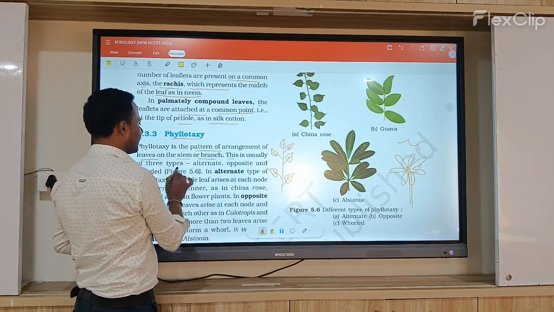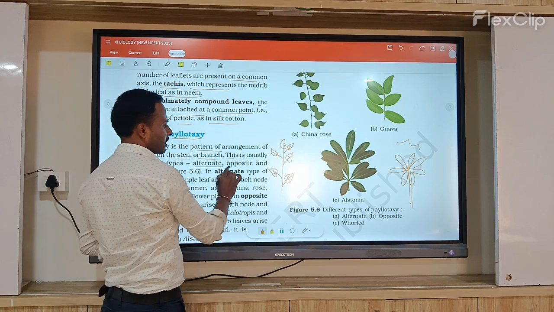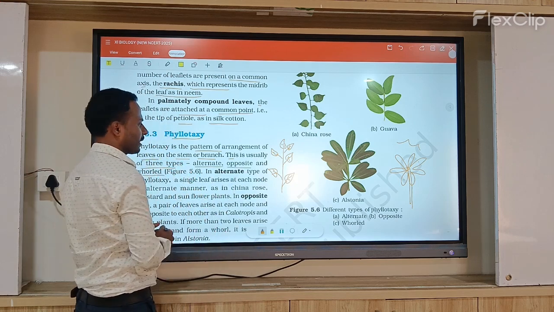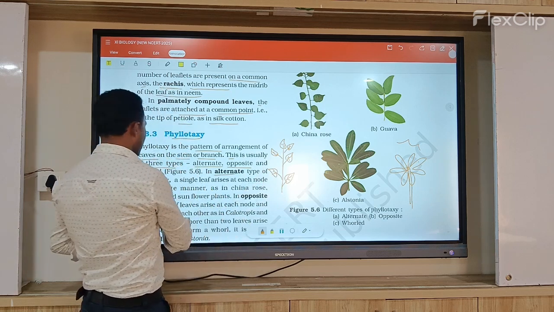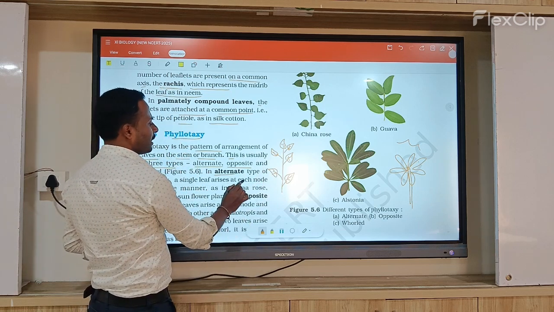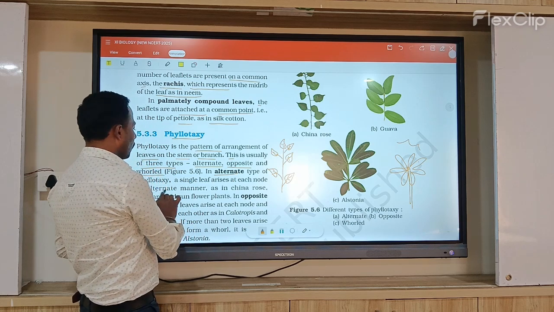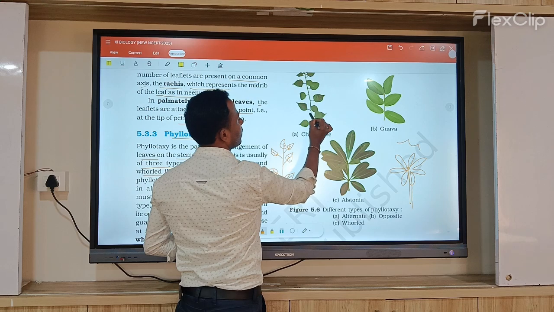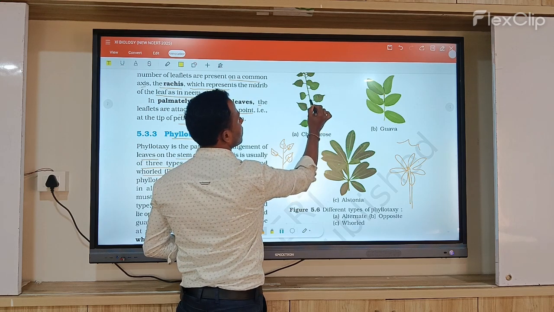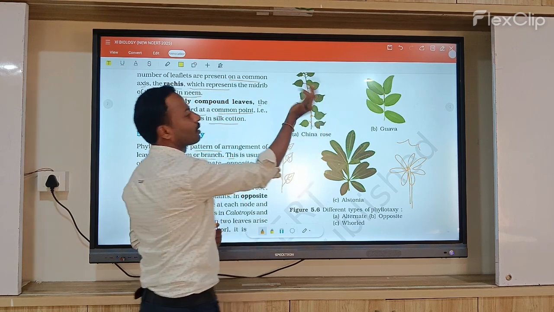There are usually three types of phyllotaxy: alternate phyllotaxy, opposite phyllotaxy, and whorled phyllotaxy. First, alternate phyllotaxy. In this type, a single leaf arises at each node in an alternate manner. See, here 1, here 2, here 3, here 4, 5, 6, they are arranged in an alternate manner.